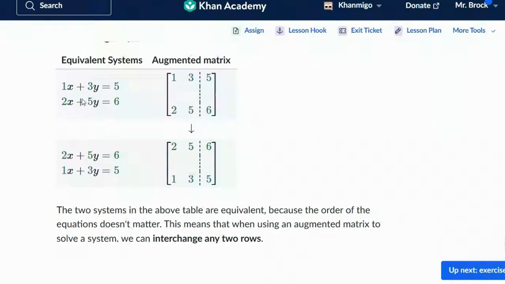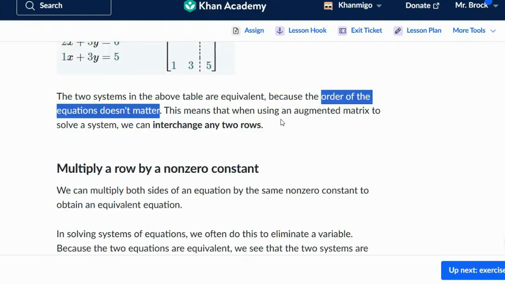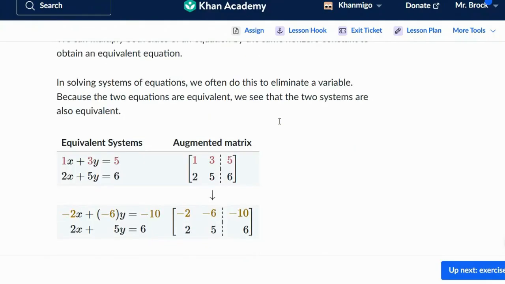That's equivalent. It's exactly the same. The order of operations does not matter when you have the other equation listed first. So we can legally interchange any two rows in a matrix, and it does not change it. It's still equivalent. It's equal to what it was before. If we're multiplying by a non-zero constant.